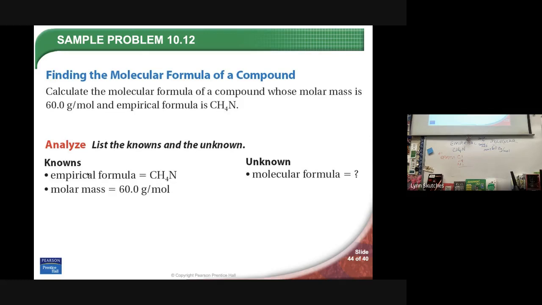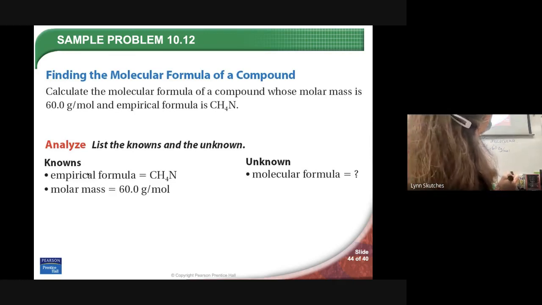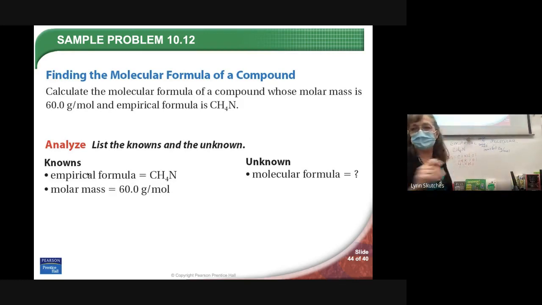So carbon is what? How many grams per mole for carbon? Come on, you guys should know that by now. 12.0. Okay. How many grams per mole for hydrogen? Good job. How many grams per mole for nitrogen? 14.007, sorry.